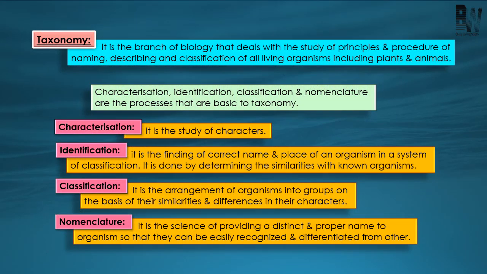So to make the study of these millions of living organisms easier, classification is necessary, and for classification some rules and some procedures are also required. So come to taxonomy. Taxonomy is a branch of biology, and it deals with the principles and procedures of naming, describing, and classifying all living organisms, which include plants and animals. And for this taxonomy, characterization, identification, classification, and nomenclature are the fundamental elements.